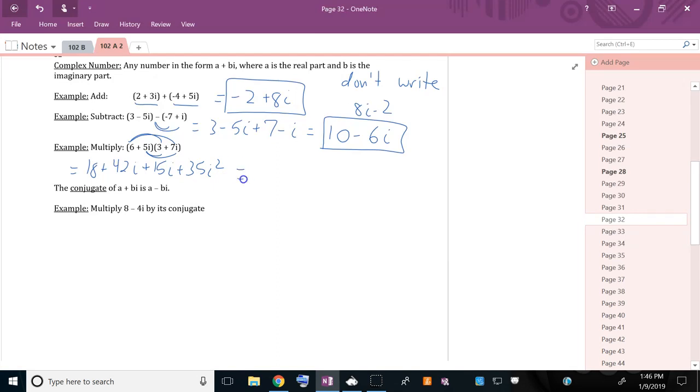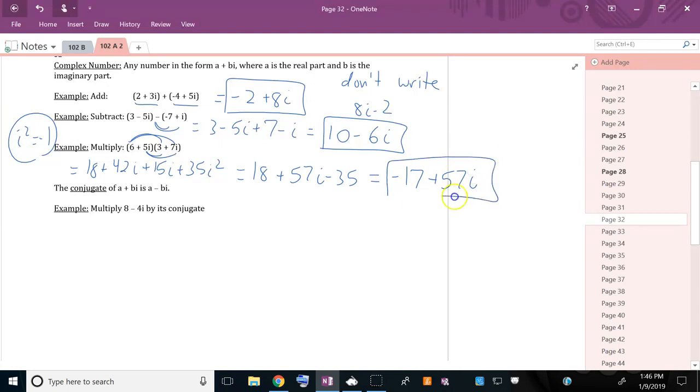Now we can simplify that. 42i plus 15i is 57i. And remember that i squared is negative 1. So I can rewrite positive 35i squared as negative 35. And finally, I then get negative 17 plus 57i. So again, I get a single complex number as my answer.